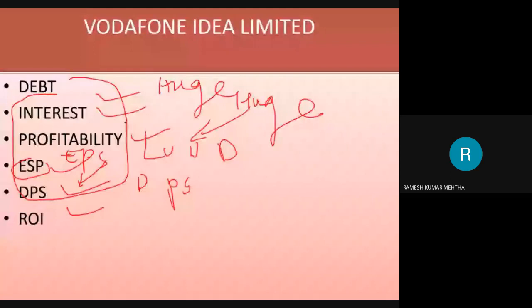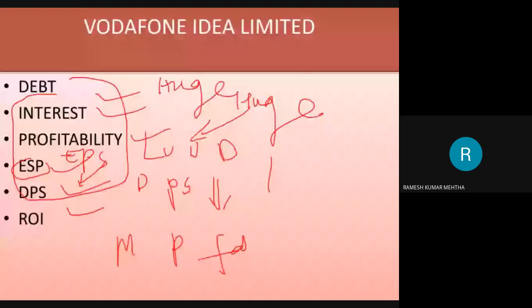Debt ज़्यादा रहेगा तो interest ज़्यादा होगा, तो profitability कम होगा, profitability कम होगा तो earnings per share कम होगा, earnings per share कम होगा तो dividend per share कम होगा. जब dividend per share कम हो जाएगा, then the shareholders are very annoyed and they are angry about the company's performance, and they will start selling the company's share in the stock market, and thereby the market price of the share also will fall down.